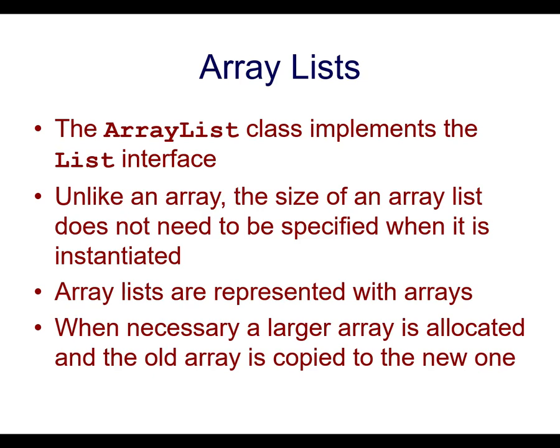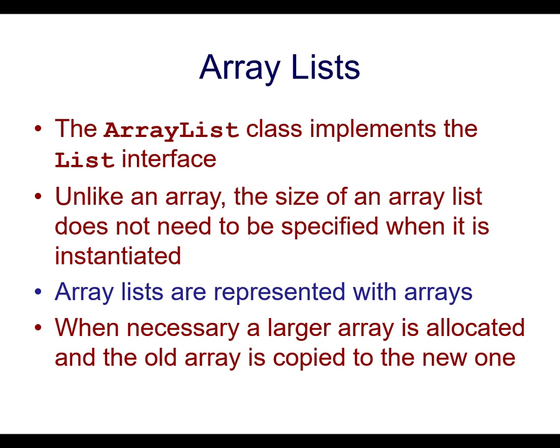Next, we consider the array list class. As we mentioned earlier, the array list class implements the list interface, which means that all the methods defined in the list interface are implemented by this class. Unlike an array, the size of an array list does not need to be specified when it is instantiated, and it can grow to accommodate however many elements are needed.